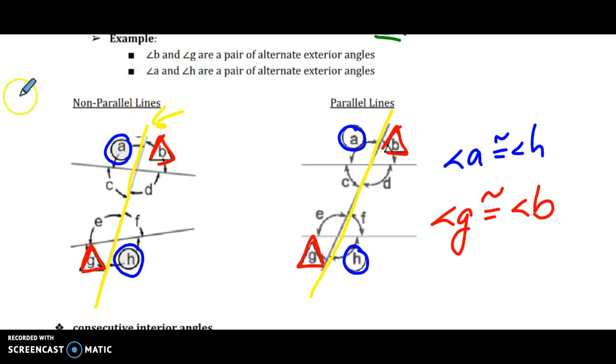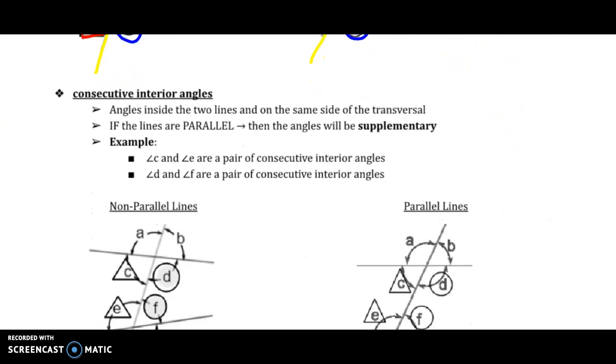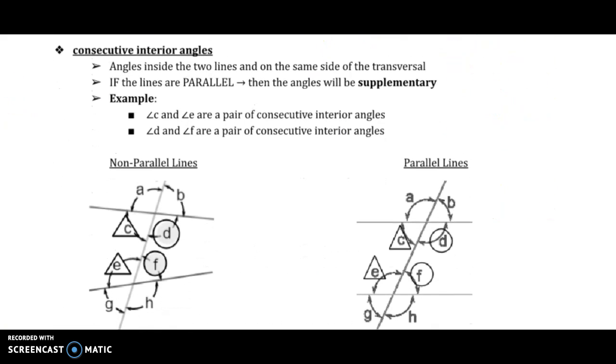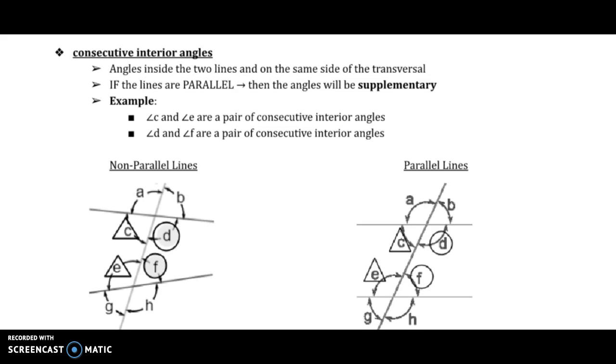Great. So our last term that we need to discuss is consecutive interior angles. Consecutive meaning one after another. In algebra, you talked about consecutive integers, so 1 and 2 are consecutive integers. 4 and 5 are consecutive integers, numbers that come one after another. So same thing with consecutive interior angles, and that means angles that are inside the two lines on the same side of the transversal. So again, we can have these when they are parallel and when they are not parallel.